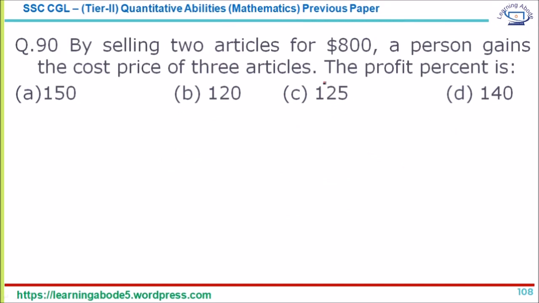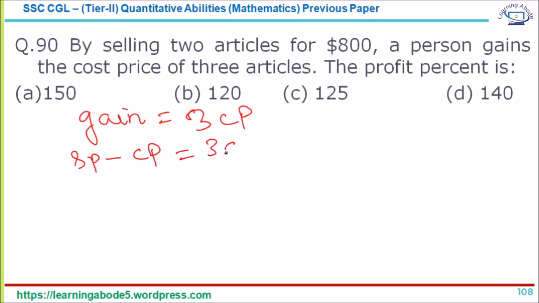Question number 90. By selling 3 articles for 800, a person gains the cost price of 3 articles. Now what is the profit percentage? Okay, so the gain is equal to 3 times the cost price. What is gain? Selling price minus cost price. Selling price minus cost price equals 3 times cost price. This was again one of the questions where it has been said that a discrepancy is found.